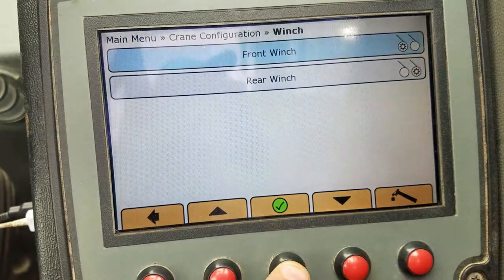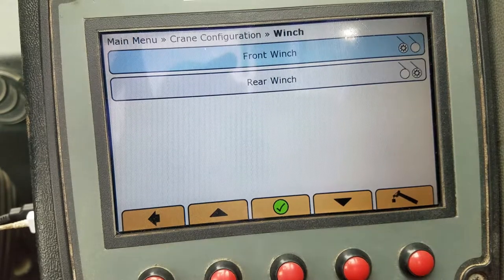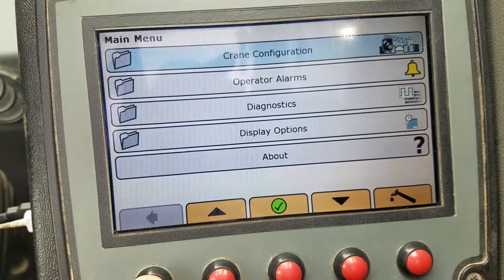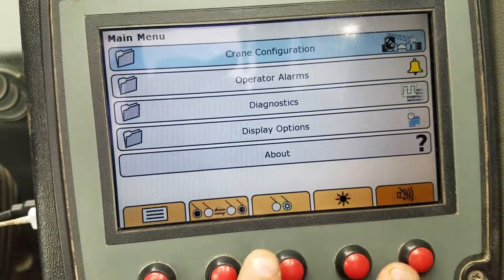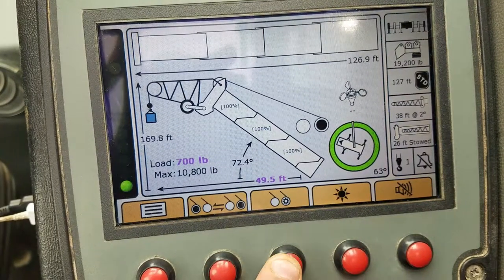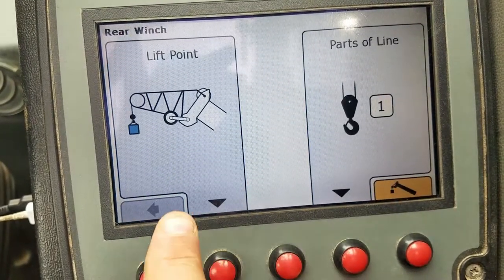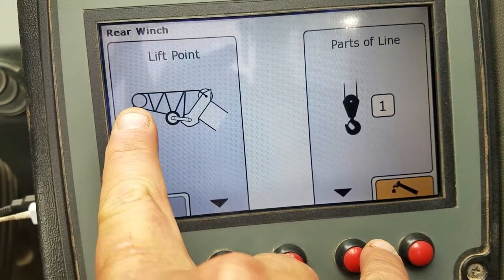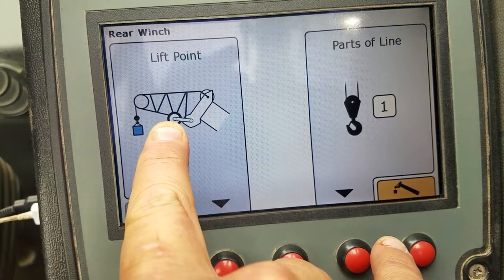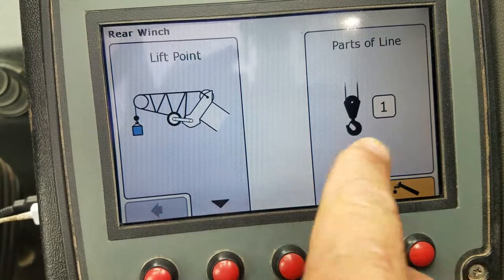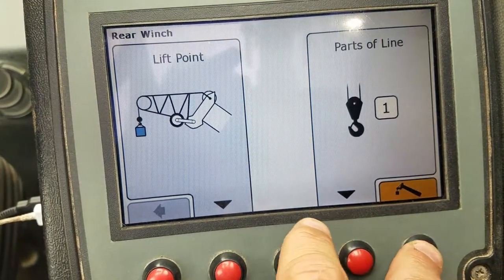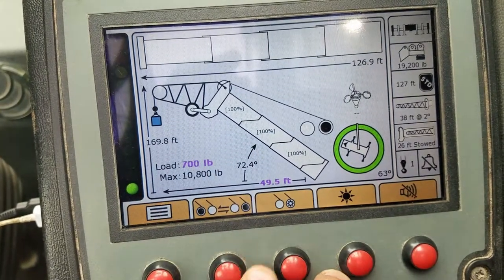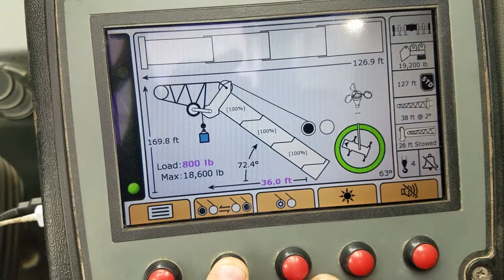And your winch configuration, whether you're using the front or the back. I think I'm using the back, but you can set them up there. You can also set up the winch here by picking if you're picking off of the jib or attachment or just the main boom, and pick how many parts of line you got. And if you got both winches going with a block and a ball on there, you could switch between them with this.